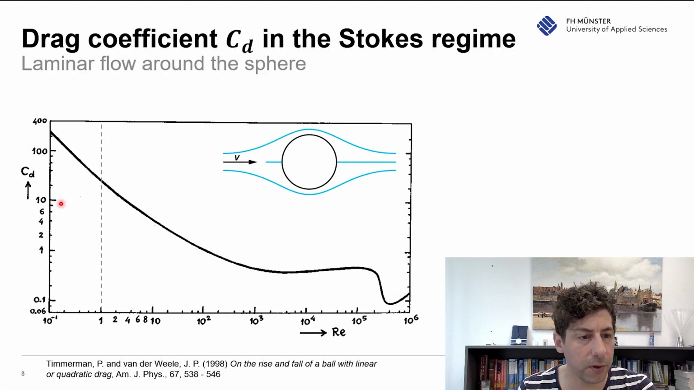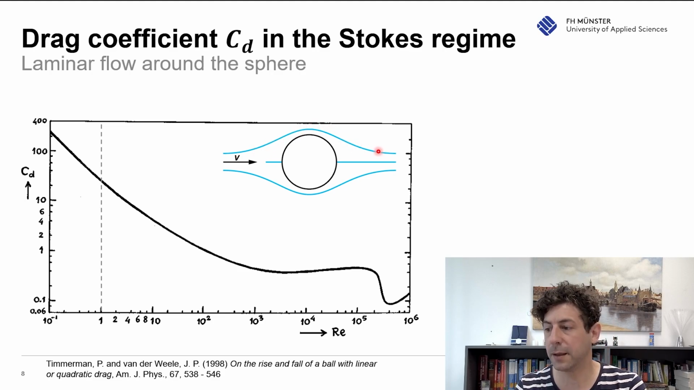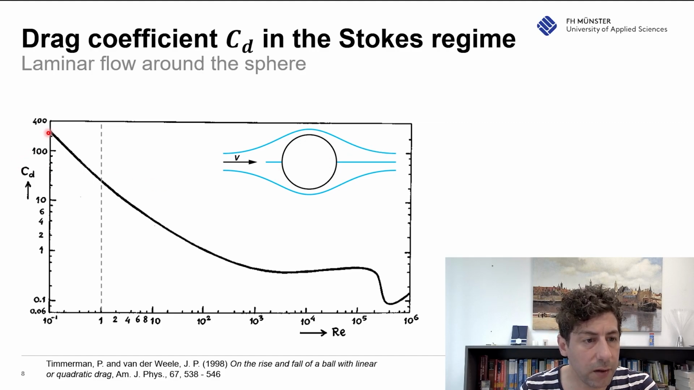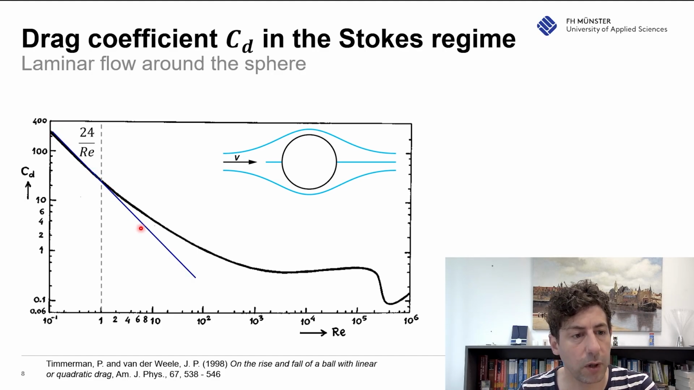And if we look at the first part, this is below Reynolds 1 or sometimes below Reynolds 0.25, depends on the book. And in this area, we have a laminar flow around the sphere. So the fluid comes from here, and we have a laminar on flow and a laminar off flow. So complete laminar flow around the sphere. And in this area, we have a straight line. And a straight line can be described by an equation, right? So if we put a straight line here, we can describe this by 24 divided by Reynolds.